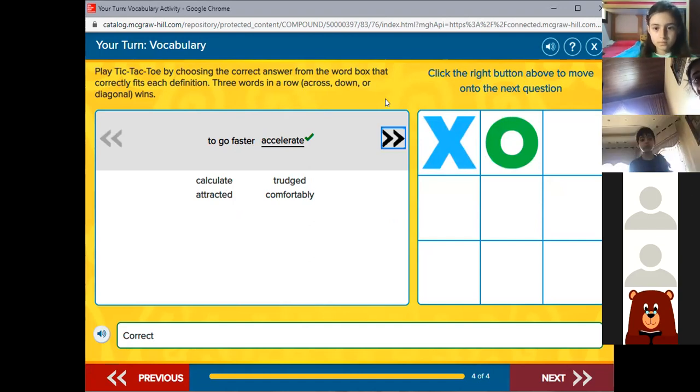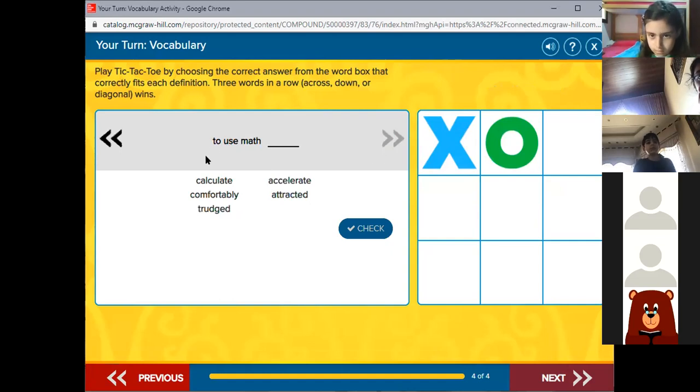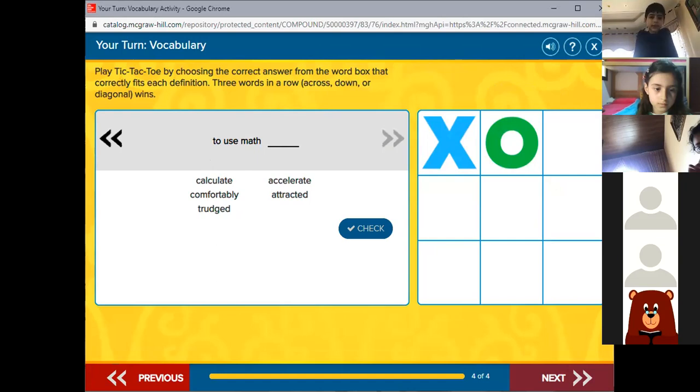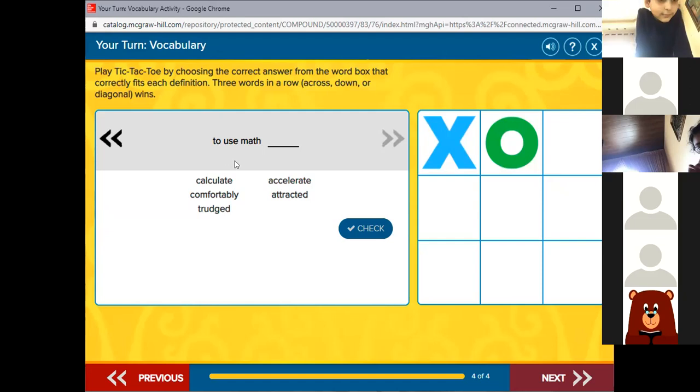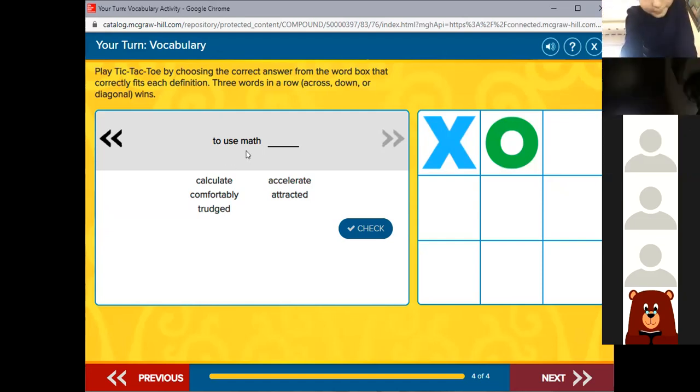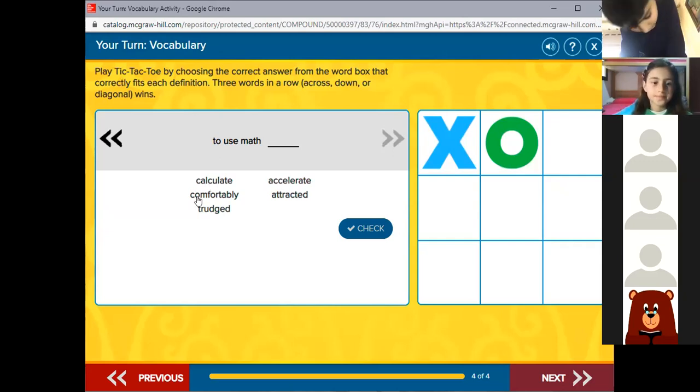Yes. Hi, Rawat. Ready? Hi. Yes. To use math. Is it calculate or comfortably or trudged or accelerate or attracted?